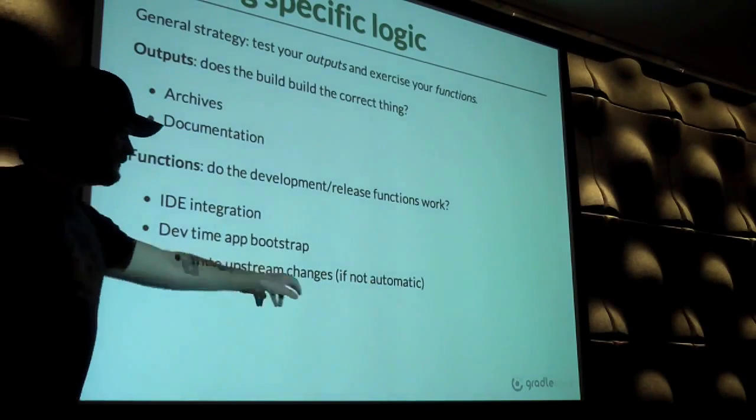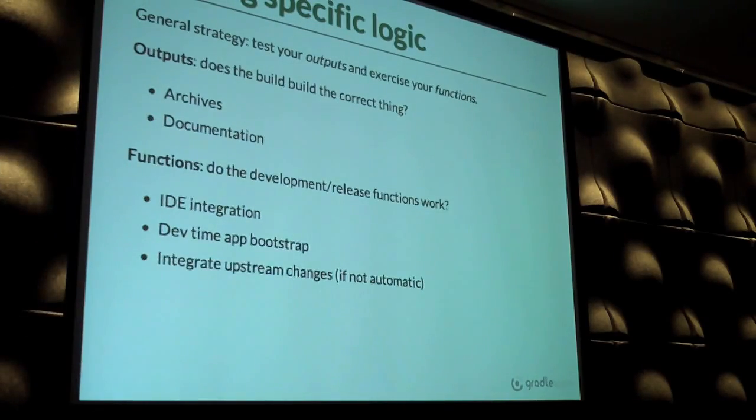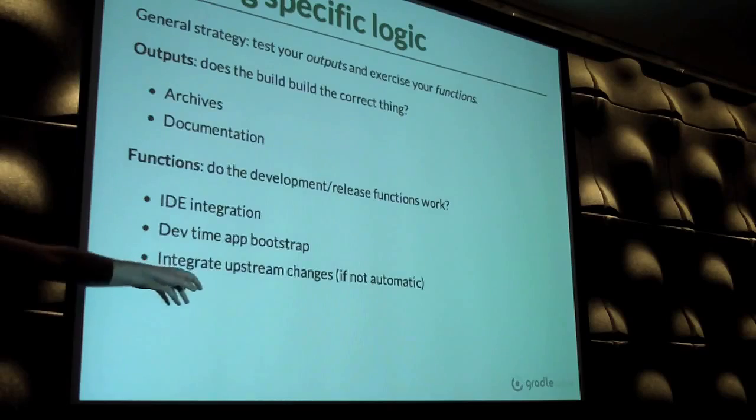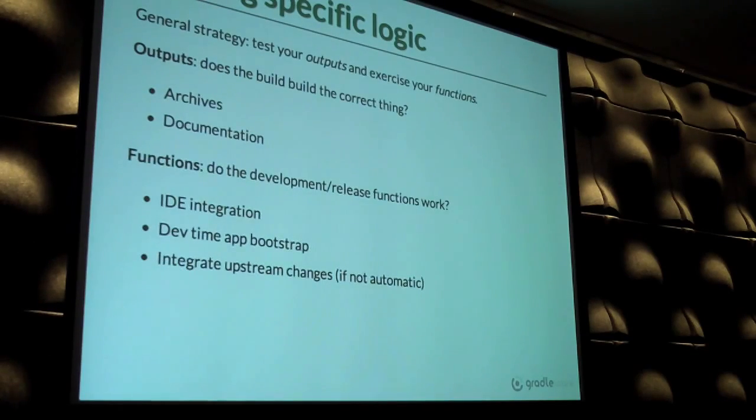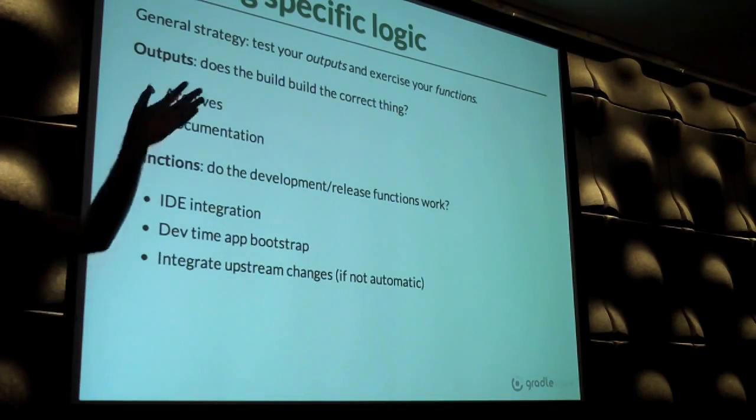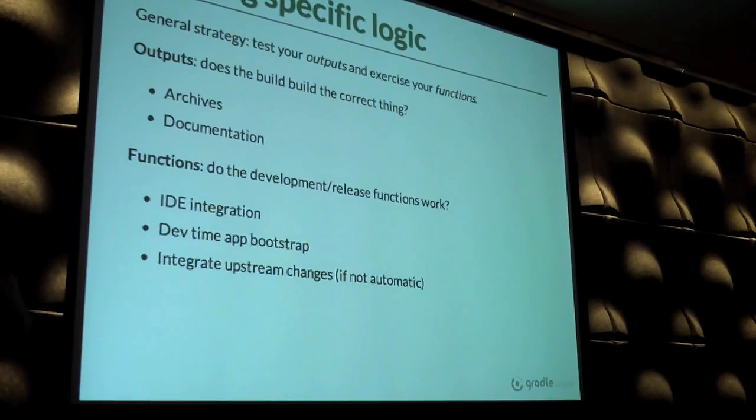And if you have a manual process for integrating upstream changes, you need to test that as well. So instead of using some kind of dynamic dependency notation to have Gradle automatically fetch things, if there's a manual process developers go through in order to include upstreams, can they run that process? If they have to manually edit a file, that's pretty fine, but if they have a certain command they can run to go and get new dependencies, etc., then test that.